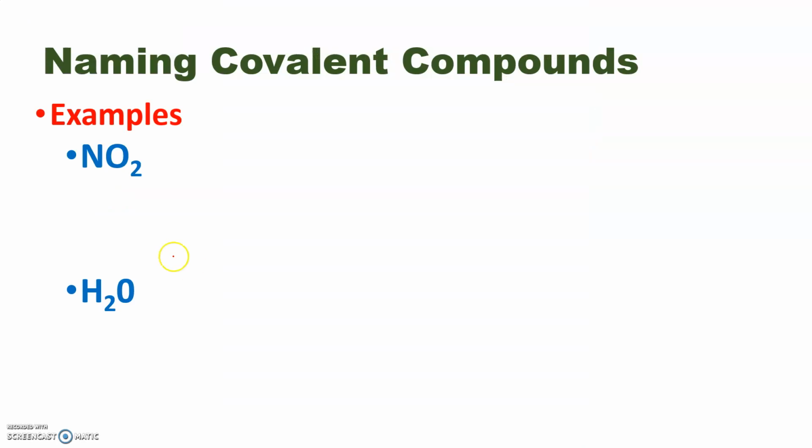So here are some examples. The first one, we have 2 elements. In the rule, remember when I said make sure you put the less electronegative first and the more electronegative second?